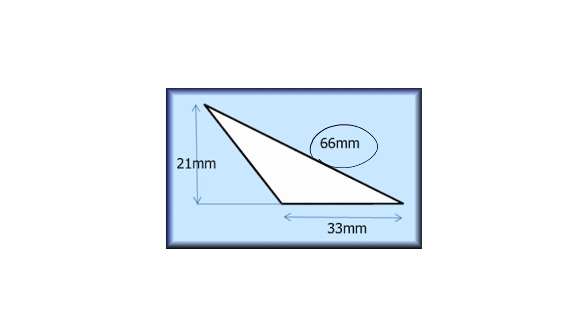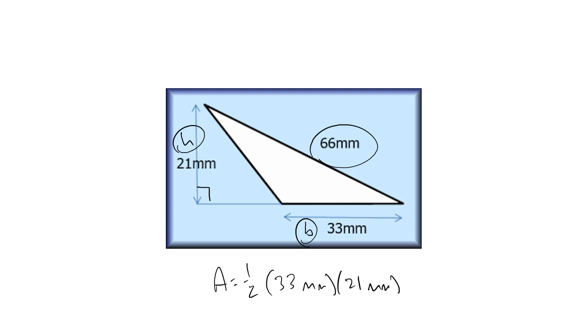So if we were to give this problem to a class and say, okay, find the area of this triangle, hopefully students would recognize that this 21 is the height, this 33 is the base, and so the area would be 1/2 the base. Forgot my units there. 33 millimeters times the height of 21 millimeters. So the question is, why is it 66 here?